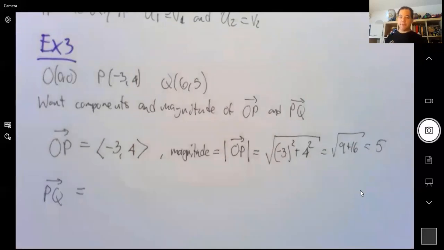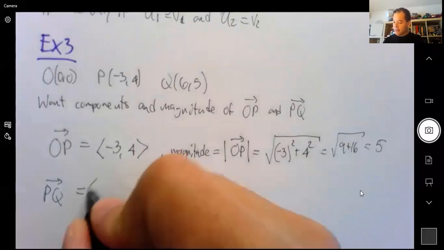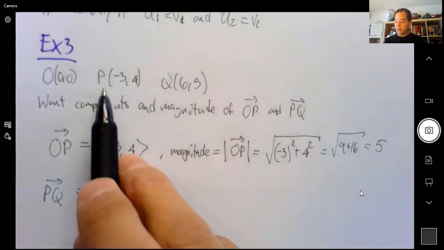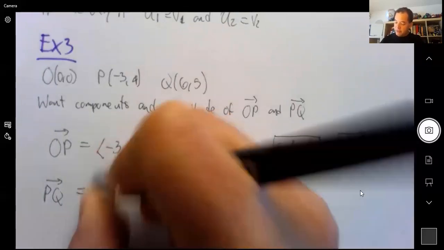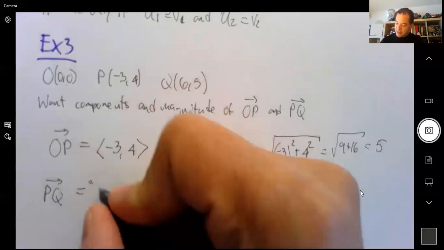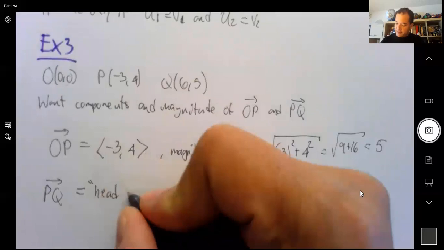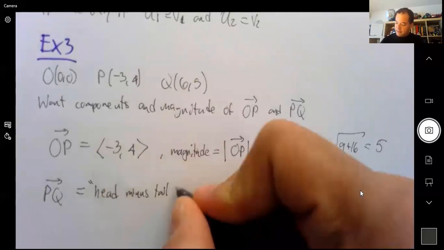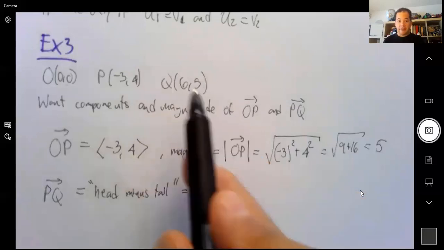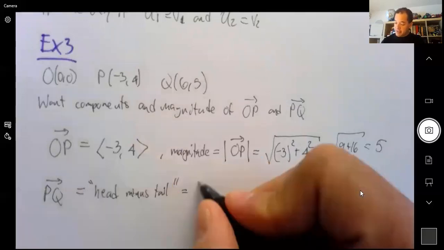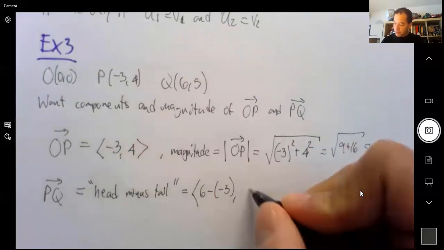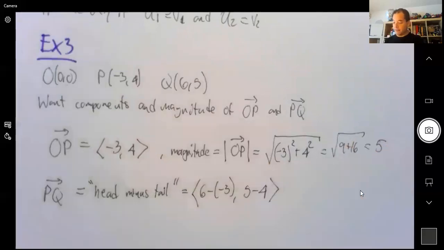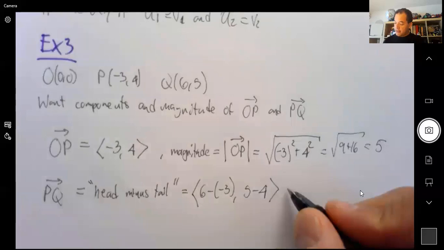Well, to get the components of the vector PQ, remember, what we need to do is make P the origin. And the way we do that is by taking Q. Let me write it here so you remember. This is what you should remember: head minus tail, right? Take the head and subtract the tail in the coordinates. So this will be 6 minus -3 and 5 minus 4. Those will be the components of this vector PQ. So this is 9, 1.